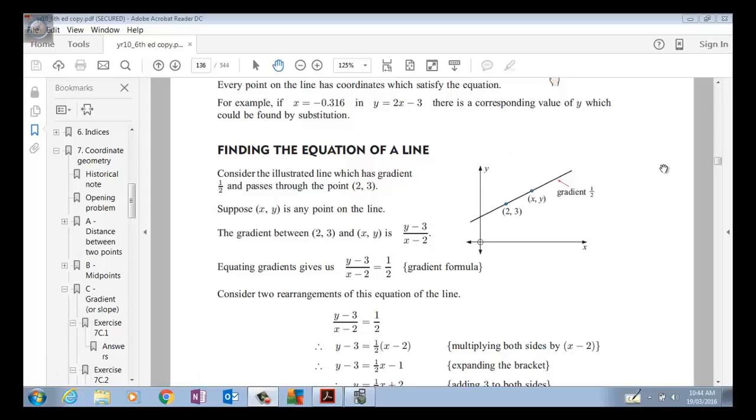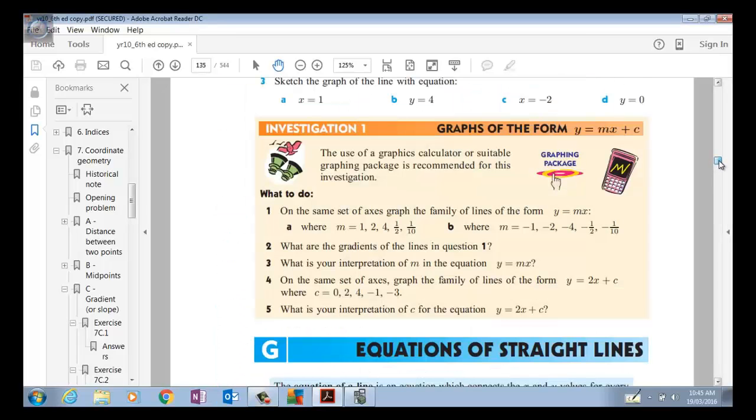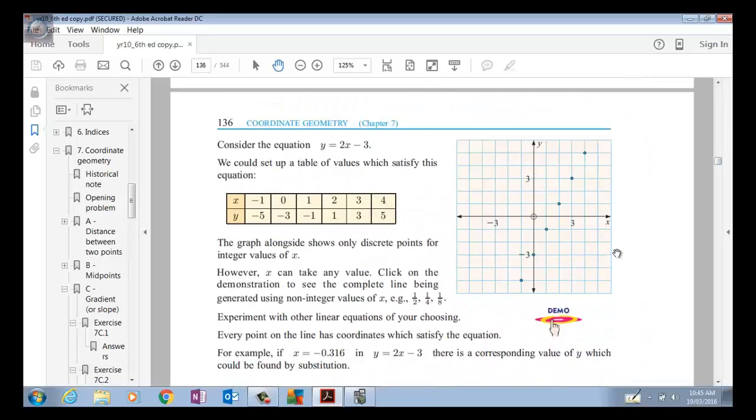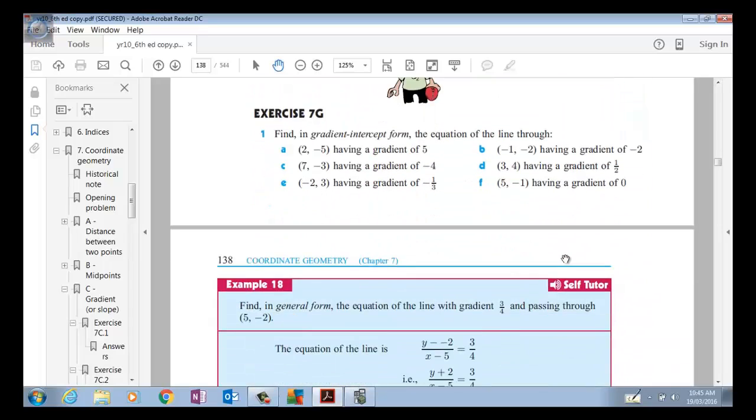Okay, now we're going to find the equation of the line. The equation is y equals mx plus c. That's the general equation of any straight line. Probably best if I show by doing the first example. It's the line going through the point (2, -5) and having a gradient of 5. We have to come up with the equation of the line.